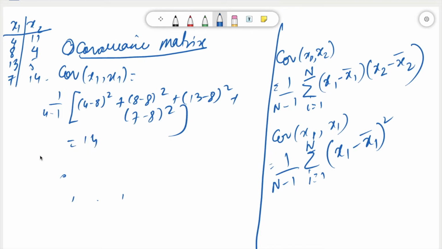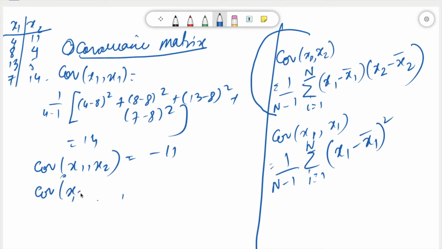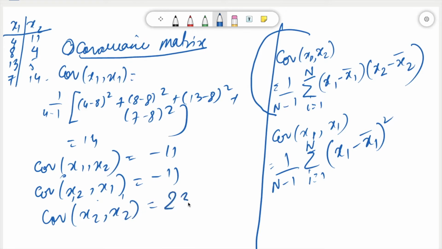Similarly, you have to calculate the covariance of x1 comma x2. If you substitute into this formula, we will get minus 11. Then you have to calculate x2 comma x1, which will be the same as covariance of x1 comma x2, minus 11 only. Then finally we calculate x2 comma x2, which will come as 23 if you put this into the formula.